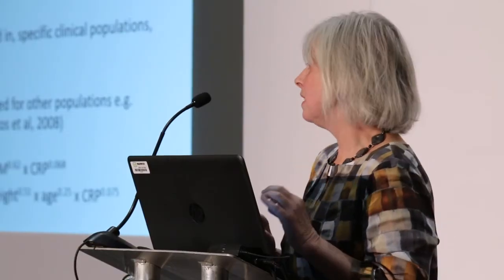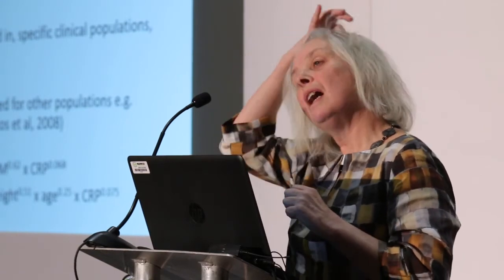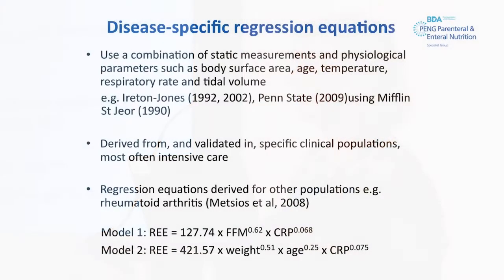So I'm now going to talk about disease-specific regression equations. And these have been devised in specific populations, most often in intensive care. And how they are done is that a research group will measure with indirect calorimetry, usually, the energy expenditure of a defined population, and then they will use various components or parameters of clinical status, age, gender, and that sort of thing, and generate a regression equation that they feel is relevant and accurate for that population.